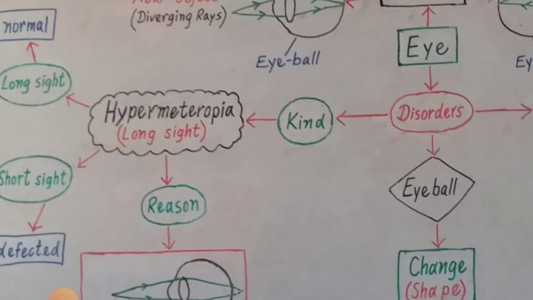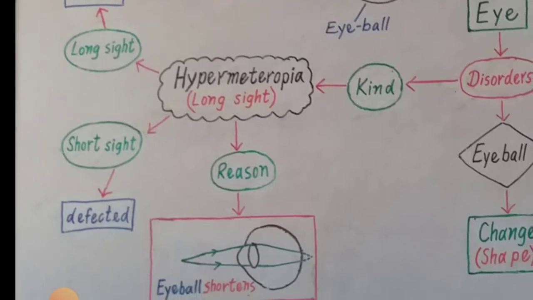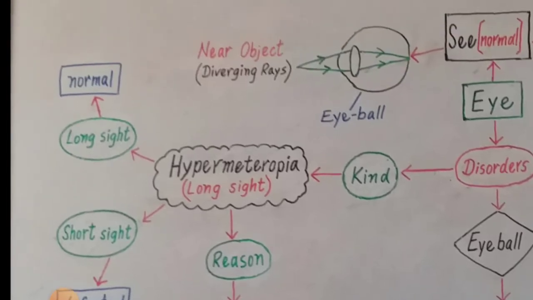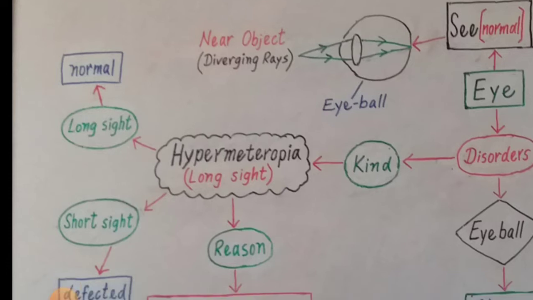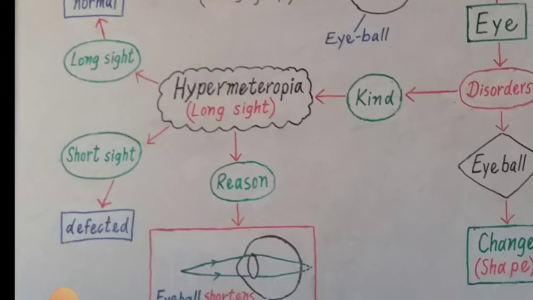First, we will understand hypermetropia. Hypermetropia, also known as long sight, is a condition when a person can see distant objects normally, but cannot see nearer objects normally. So the long sight of the person is normal, but the short sight is defective. So how this defect can be rectified in this person, we'll understand.